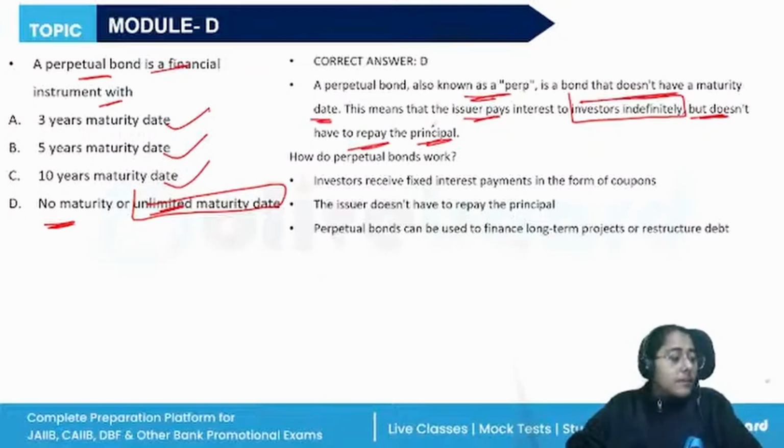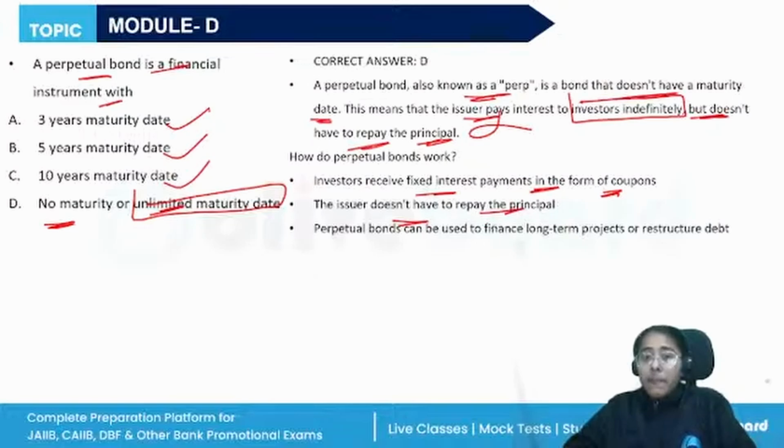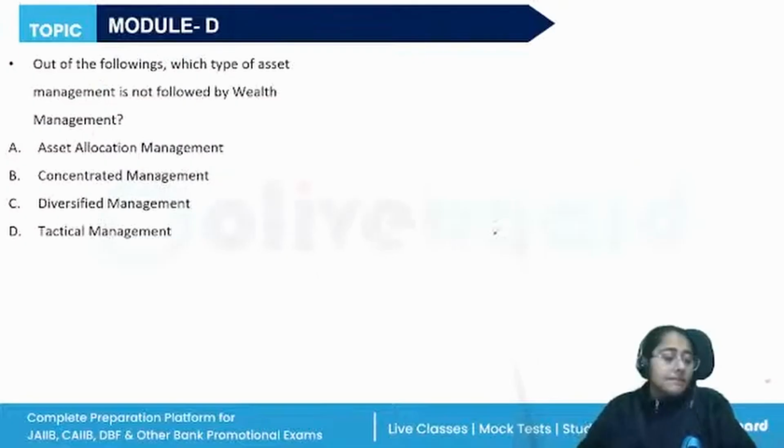issuer of the bond. Indefinitely means there is no maturity, there is unlimited maturity, but they are not required to repay the principal. So the investors receive fixed interest payment in the form of coupons. Issuer does not have to repay the principal, and these bonds can be used to finance the long-term projects or restructure debt. All right, next question.